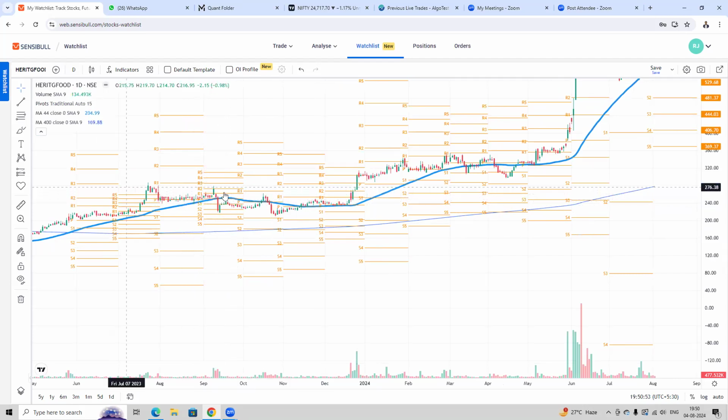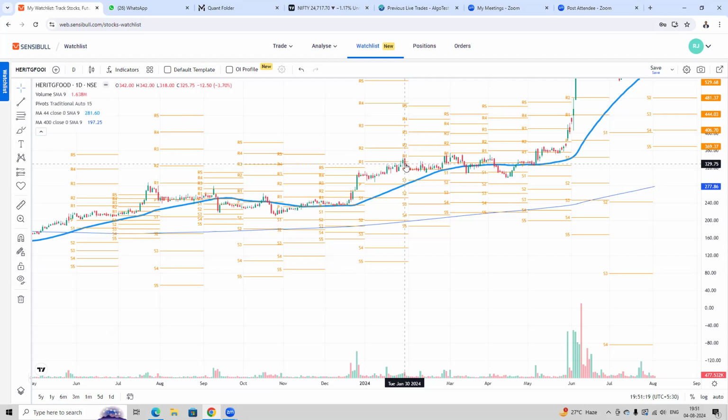From here to here, you don't have to really hold. Again, you can enter here. Don't think that I bought at this level; you have to follow only the trend. You have to enter here, 269 for Heritage Foods. You can just see the stop loss is here, 246. Done. 1:2, 1:3, 1:4. So that is a formula, guys.